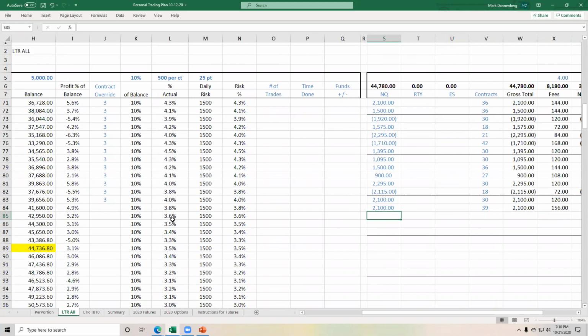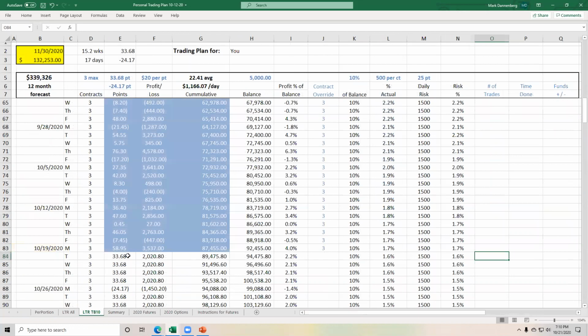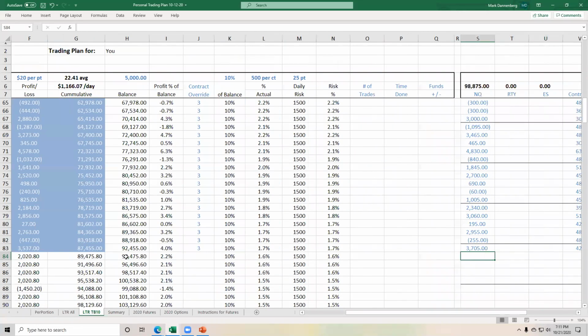And then today we did 60 points. So $20 a point, 3 contracts was $3,600. And then we did 9 trades, and so that's 27 contracts. Okay, so I'm going to put in the other data here in the other category, and then we're going to talk about what the forecast is.